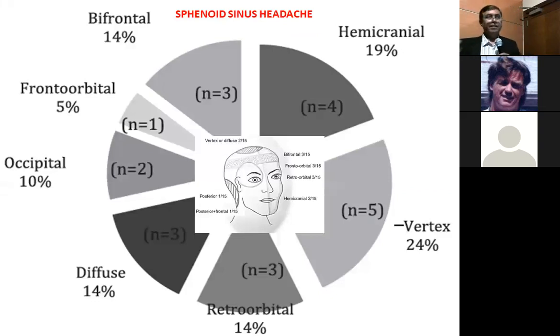Where does the headache of the sphenoid sinus come in? Again, we just press here and there, we say no sinusitis. It could be anywhere. It could be bifrontal, it could be one side, it could be fronto-orbital, it could be occipital. What do you think of that? Occipital headache caused by sphenoid sinus. If you don't think about it, you will not diagnose it. Diffuse, generalized, retroorbital, all vertex. Hemicranial looks like a migraine or something.